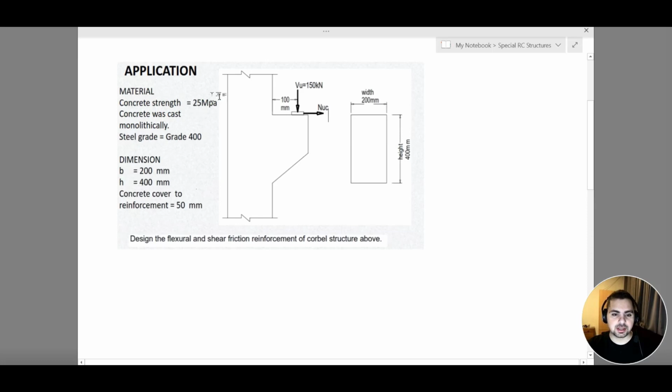Our concrete strength F prime C is 25. Our steel grade is 400. Our concrete cover is 50 millimeters. So this is my Fy, which is 400.